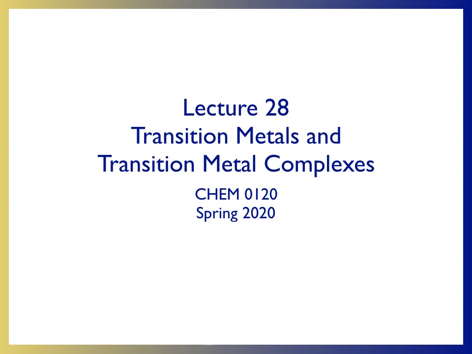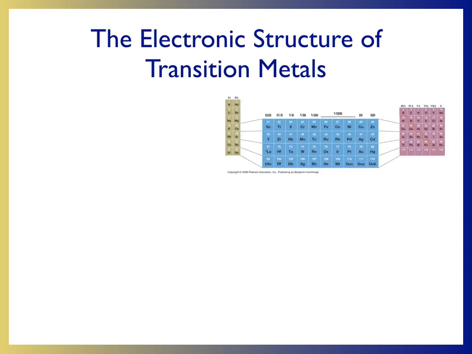Lecture 28, Transition Metals and Transition Metal Complexes. Transition metals are the B group elements in the middle of the periodic table that provide a transition between the properties of the leftmost metal elements and the rightmost non-metal elements.